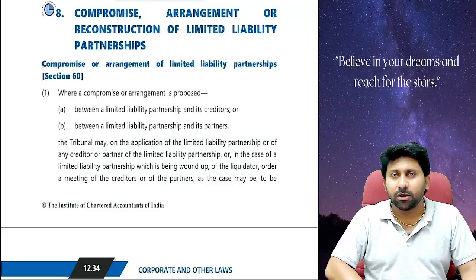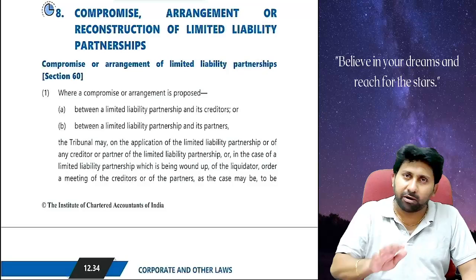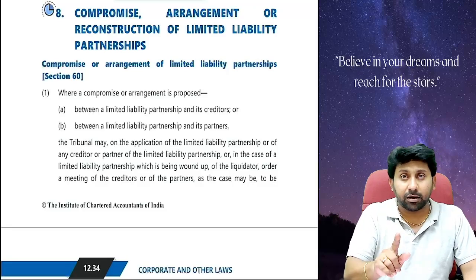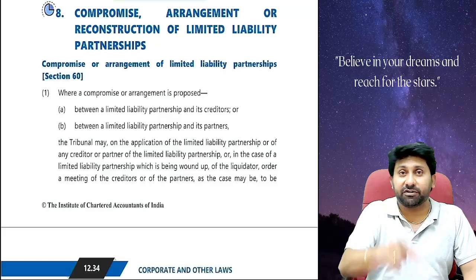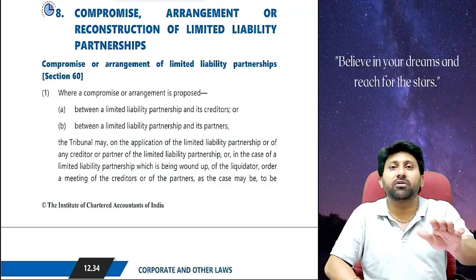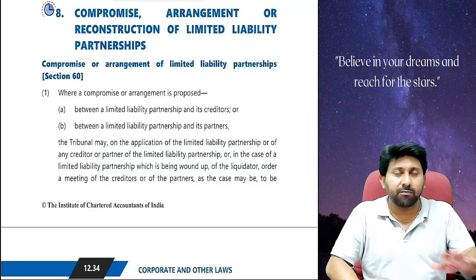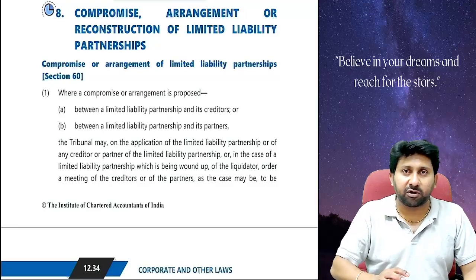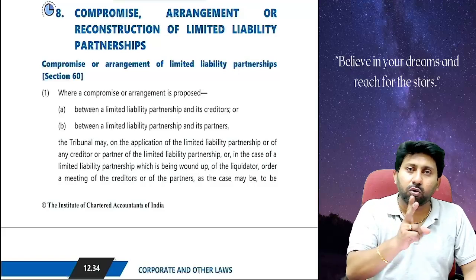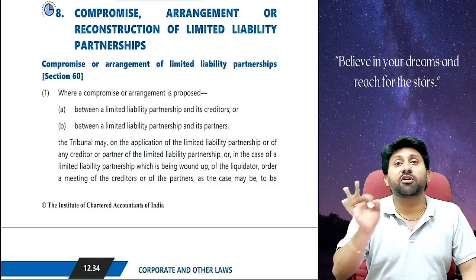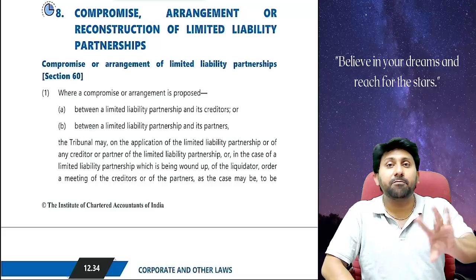So what will the tribunal do at most? The tribunal will tell the LLP, you go for compromise, but don't do it as per your wish. I will tell how to do the compromise. You go according to the instructions of the tribunal. Tribunal means the NCLT court. The tribunal will give instructions about how to call, hold, and conduct the meetings of creditors and the meetings of members.